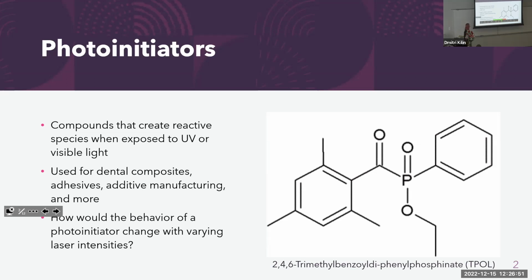So when it is exposed to UV light, it cleaves at this bond right here, at this phosphorus carbon bond. Photoinitiators are useful for a variety of different applications, notably in dentistry, in the adhesives industry, and in my area of interest, which is additive manufacturing, also known as 3D printing.